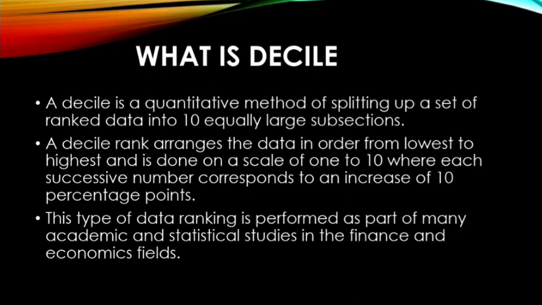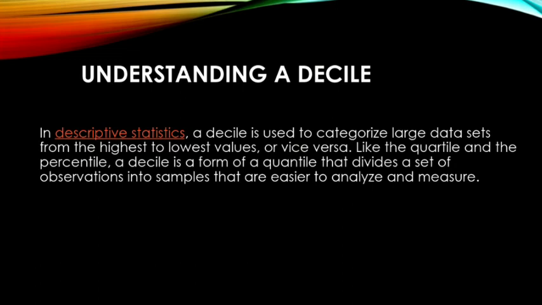A decile is a quantitative method of splitting up a set of ranked data into 10 equally large subsections. A decile rank arranges the data in order from lowest to highest and is done on a scale of 1 to 10, where each successive number corresponds to an increase of 10 percentage points. This type of data ranking is performed as part of many academic and statistical studies in the finance and economics fields. So let us understand what is a decile.